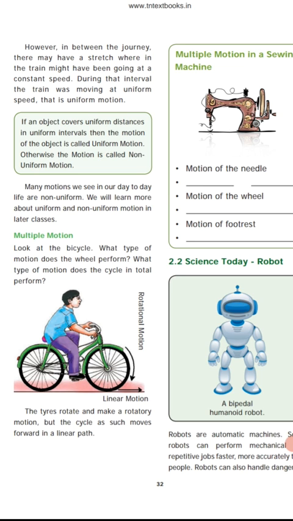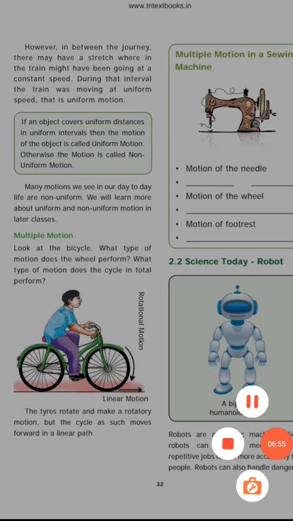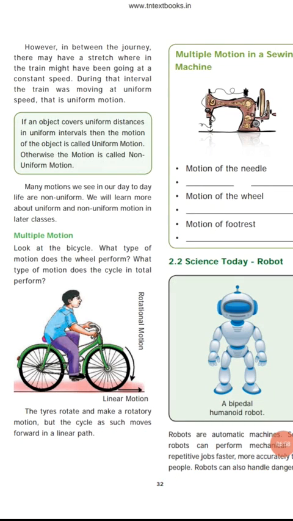Based on speed, motion is divided into uniform and non-uniform motions. First one is uniform motion. If an object covers uniform distance in uniform intervals, that motion is called uniform motion. Otherwise it is non-uniform motion. Another one is multiple motion. See here one picture. One boy is cycling. The tire rotates and makes a rotatory motion, but the cycle as such moves forward in a linear path. So this is an example for multiple motion.